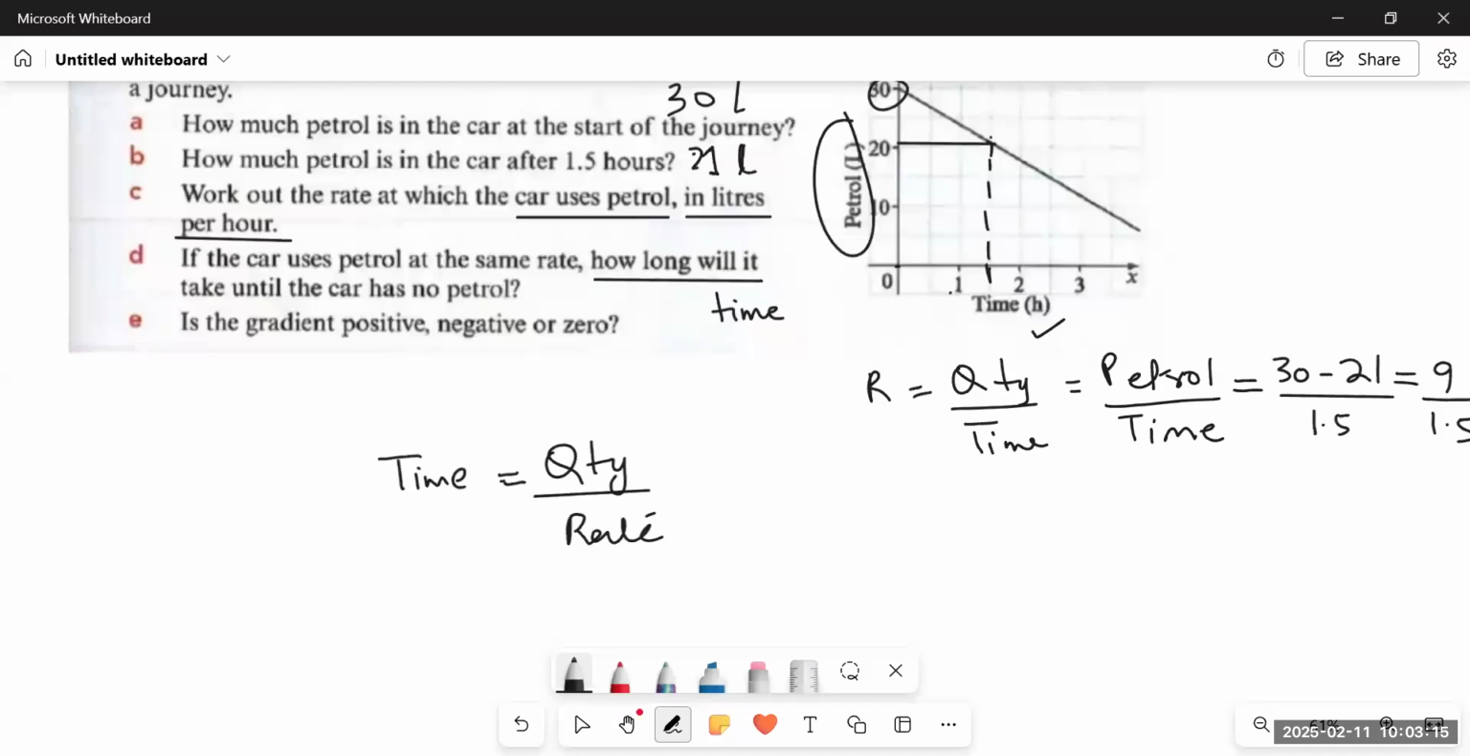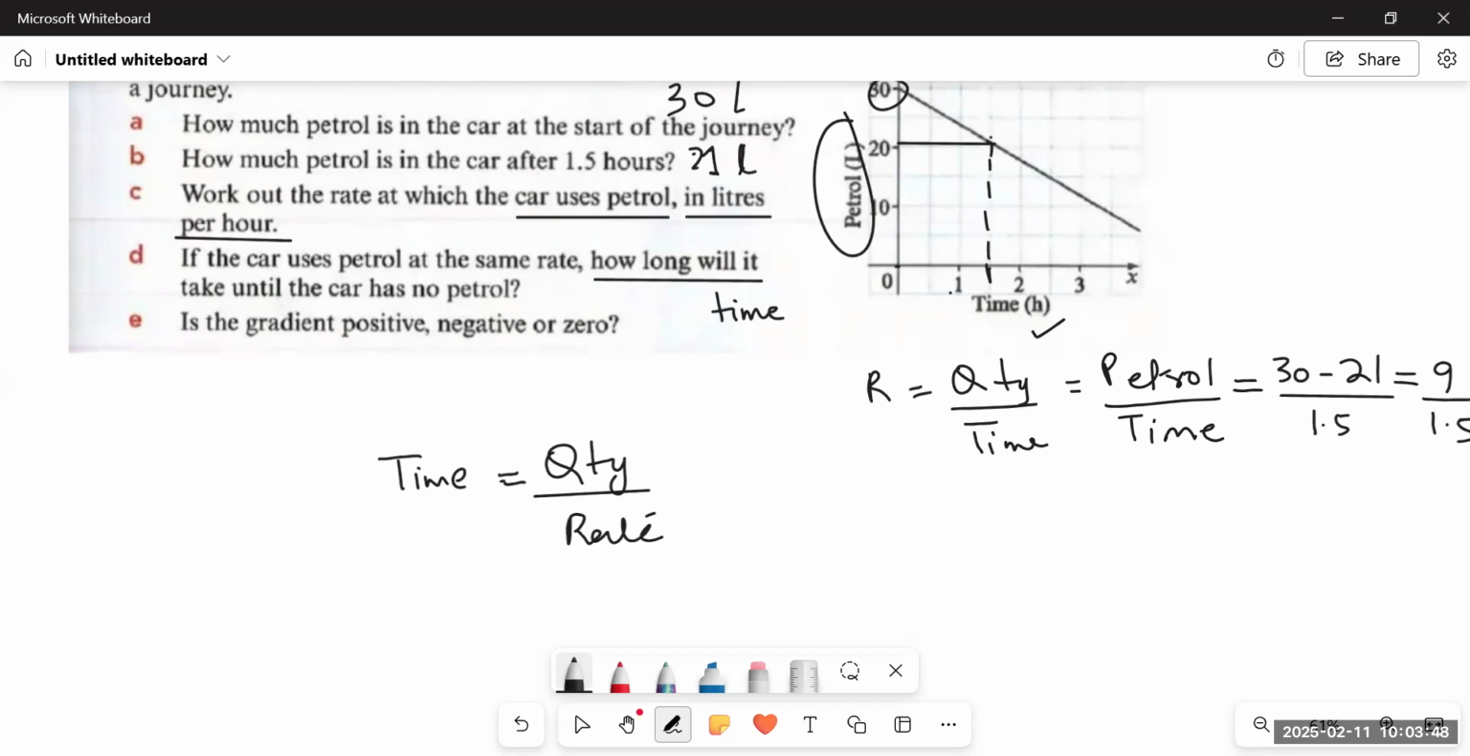So let us assess the question, what is required in the question. If the car uses petrol at the same rate, that is, the rate is constant. What is the rate? 6 liters per hour. If the car uses 6 liters in 1 hour, it means it will use 12 liters in 2 hours. 6 multiplied by 3, 18 liters in 3 hours. And similarly, in 4 hours, it will use 4 multiplied by 6, that is 24 liters. And in 5 hours, it will use 30 liters.